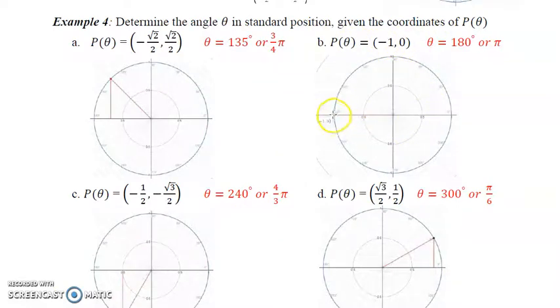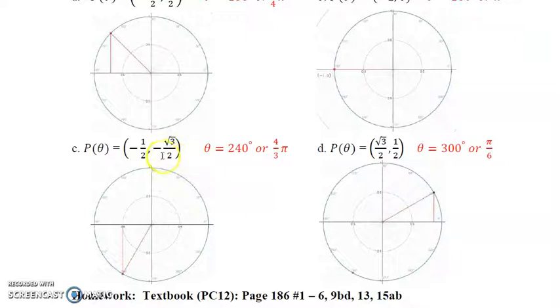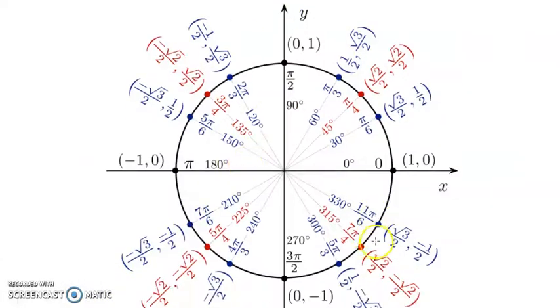Next one is negative 1 and 0. So negative 1 and 0, that point's right here on your coordinate system, so we know that's 180 degrees, or as in radians, it's just pi. Okay? Next one, negative 1/2 and root 3 over 2. So here we know, and again, root 3 over 2 is larger, so you can tell that your point's going to be further down than it is to the left, right? Because it's a bigger value. Anyway, these are perfect exact values on the unit circle. They land at 240 or 4/3 pi. Again, you're able to obtain that right from here. Okay.